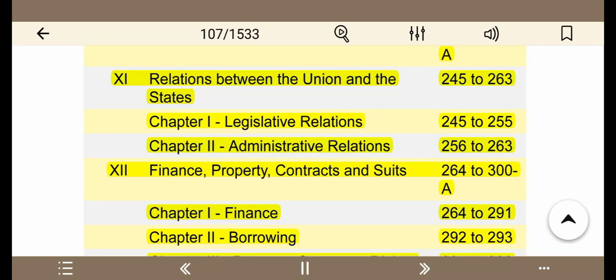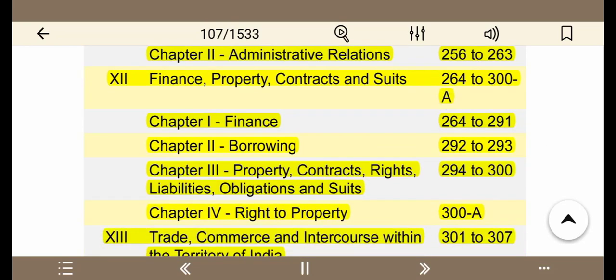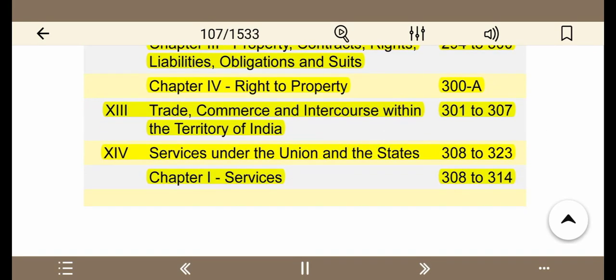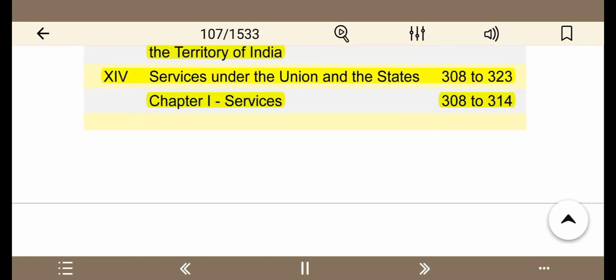Part 12: Finance, Property, Contracts and Suits, 264 to 300A. Chapter 1: Finance, 264 to 291. Chapter 2: Borrowing, 292 to 293. Chapter 3: Property, Contracts, Rights, Liabilities, Obligations and Suits, 294 to 300. Chapter 4: Right to Property, 300A. Part 13: Trade, Commerce and Intercourse within the Territory of India, 301 to 307. Part 14: Services under the Union and the States, 308 to 323. Chapter 1: Services, 308 to 314.